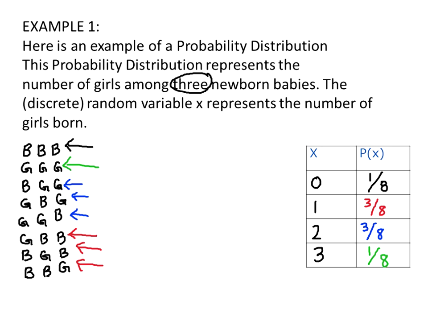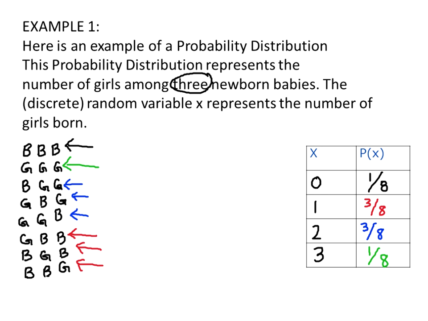So X is our random variable. It's a discrete random variable because it's countable: 0, 1, 2, 3. In this case, it represents the number of girls born. And then we have probabilities associated with each value of the random variable. The probability that 0 girls are born is 1 over 8, that 1 girl is born is 3/8, and so on.